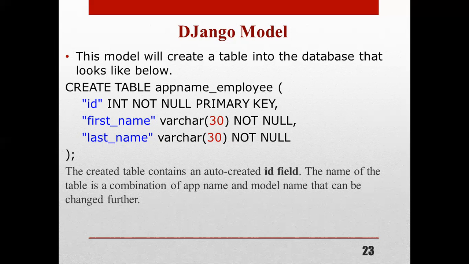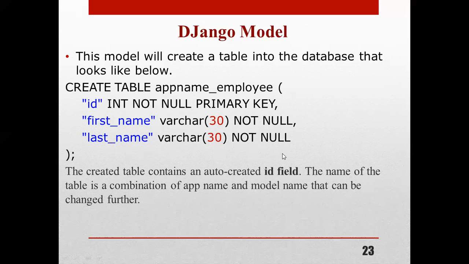After creating the model, it will create a table in the database like CREATE TABLE appname_employee. This is the app name and this is the model name. The table consists of id, integer, not null, primary key. These are the constraints for the ID; it is an auto-incrementing, auto-created field. Then first_name varchar(30), not null, and last_name varchar(30). We have set the maximum length for first name and last name to 30. So after creating the model, it will create the table in the database like this.